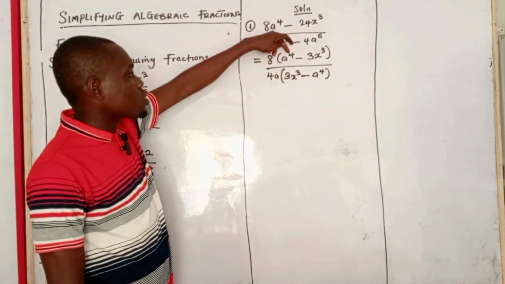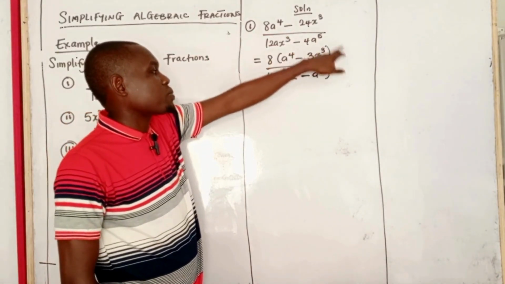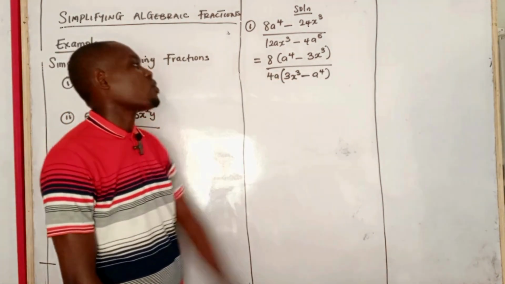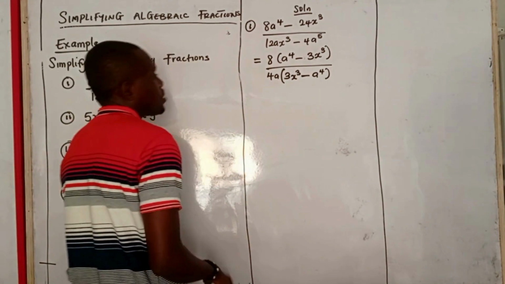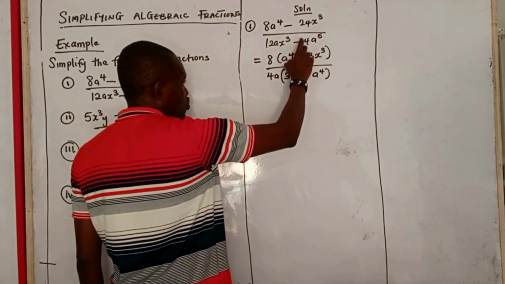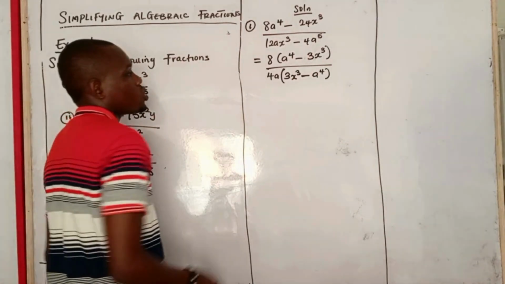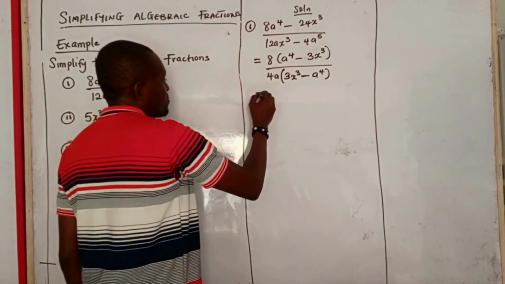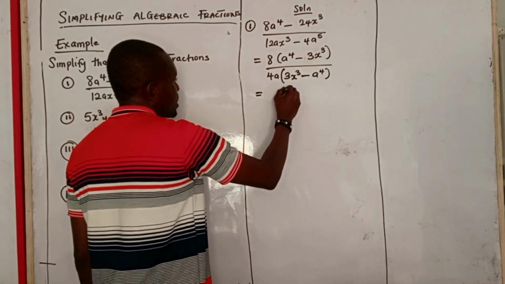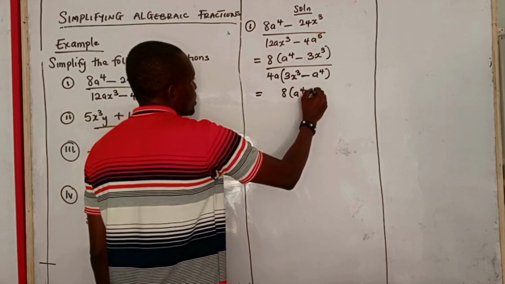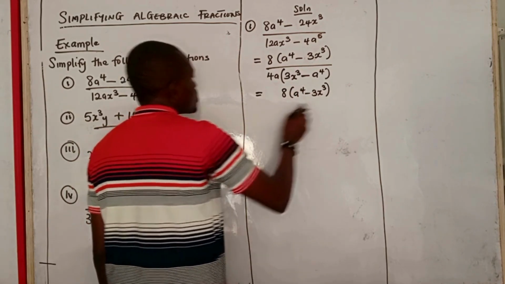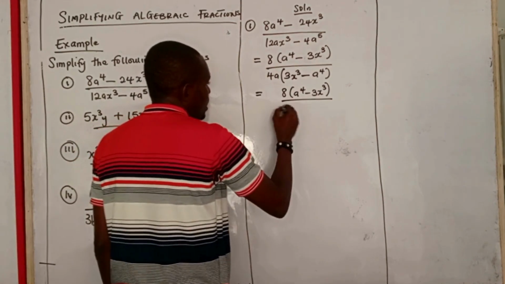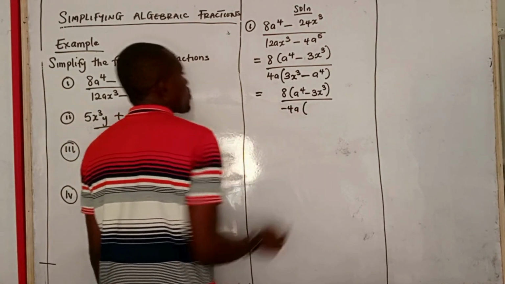Now, if you look at this, what do you notice? You discover in the numerator we have a to the power of 4 minus 3x to the power of 3. And here we have 3x to the power of 3 minus a raised to the power of 4. Now, we can actually change this expression to look like this. All we just need to do is to introduce a negative sign to this. So if I introduce a minus to it, I'm going to have 8 open bracket this minus this. If I introduce a negative sign here, I am going to have this place as minus 4 open bracket.